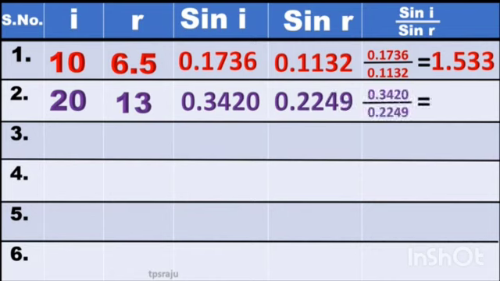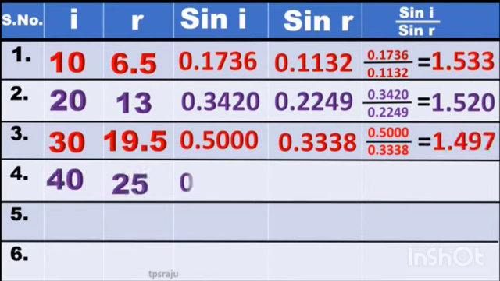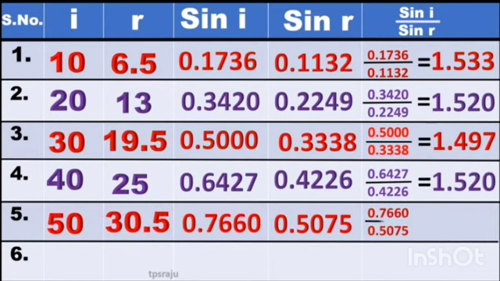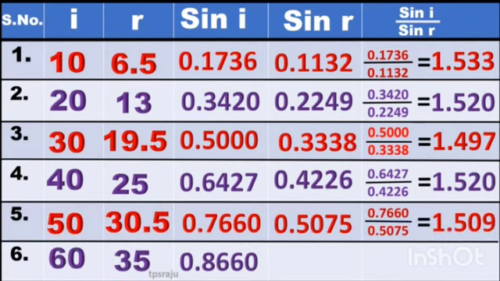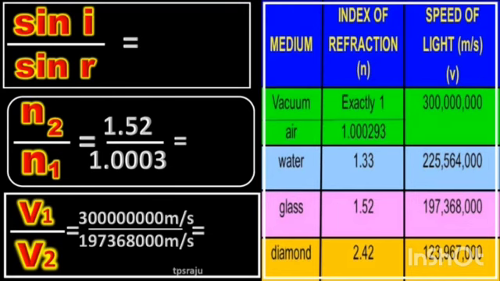Likewise, fill the table and calculate sin i by sin r values by using a sin table or scientific calculator. Is sin i by sin r constant? Yes, constant. Sin i by sin r values are near 1.5. From the above table, the average of sin i by sin r is 1.52.